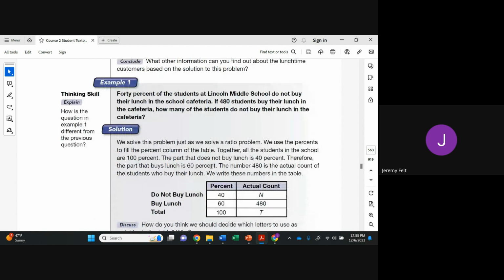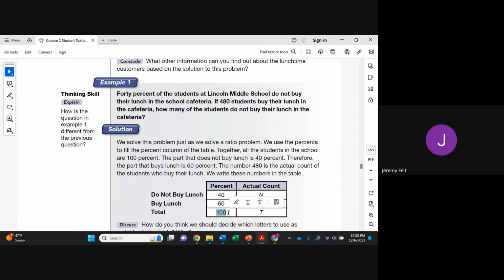So 40% of the students at Lincoln Middle School do not buy their lunch in the school cafeteria. 480 students buy their lunch in the cafeteria. How many students do not buy their lunch in the cafeteria? Okay. So percent, 40%, do not buy their lunch. So that's where we get this number. That means 60. You either don't buy your lunch or you do buy your lunch. So again, there's only 2 options.